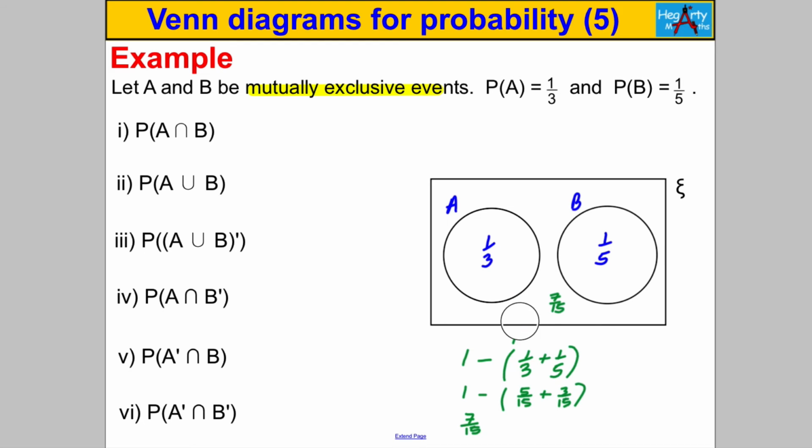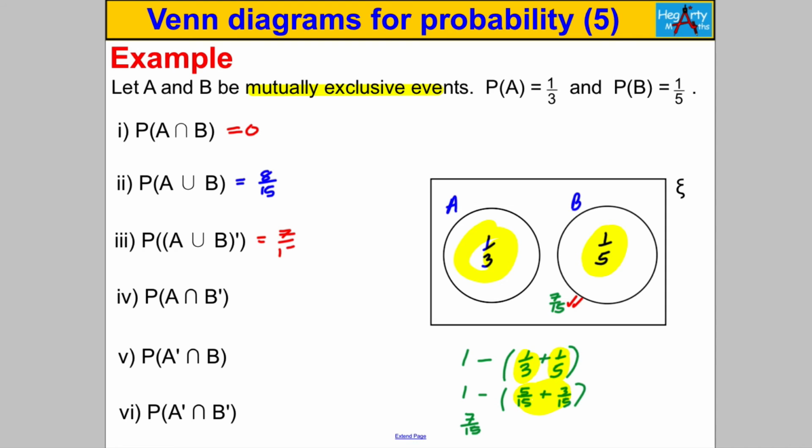Now we should have everything we need to answer these questions. What's the probability of A intersection B? They're mutually exclusive, so that's 0. They have no overlap. What's the probability of A or B? Well, it's everything in A, add everything in B. We've already worked out a third plus a fifth here. We already worked that out as 8/15. Because we've done all the hard graft earlier on, we can just write that down. The probability of the complement of A or B, everything outside A or B, well, again, because we've done the hard graft earlier on, it's simply 7/15.